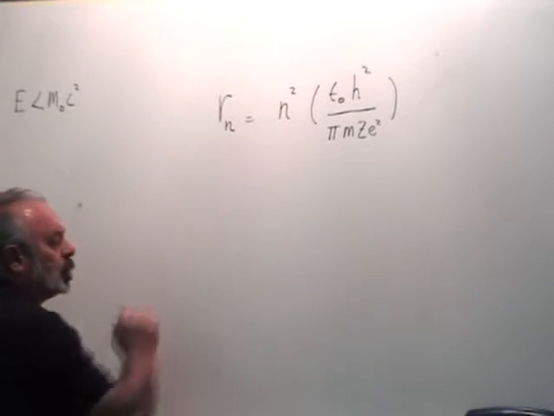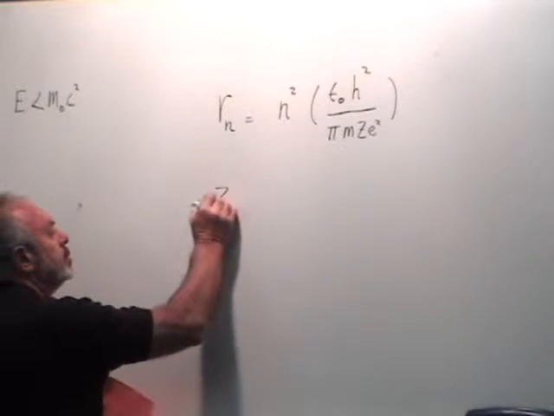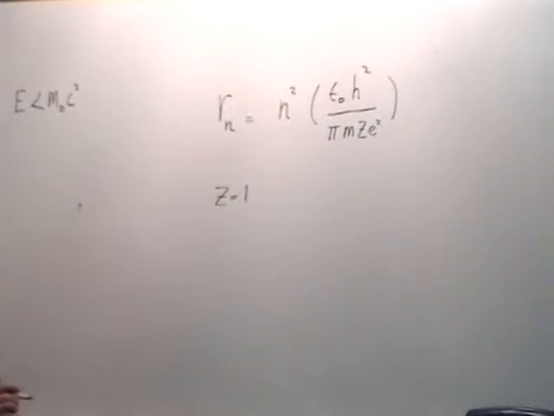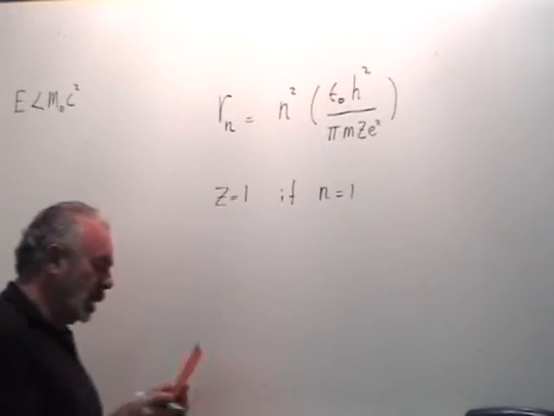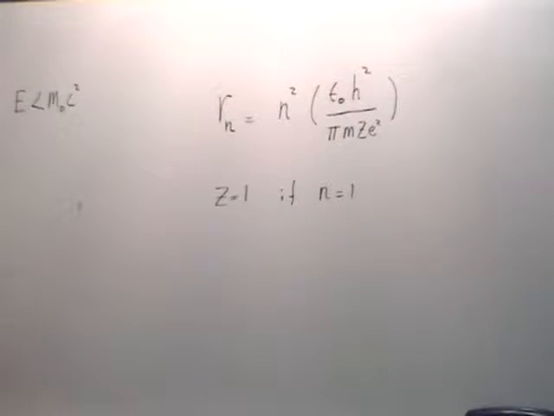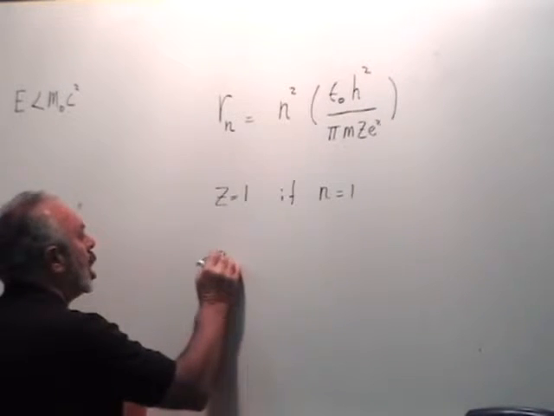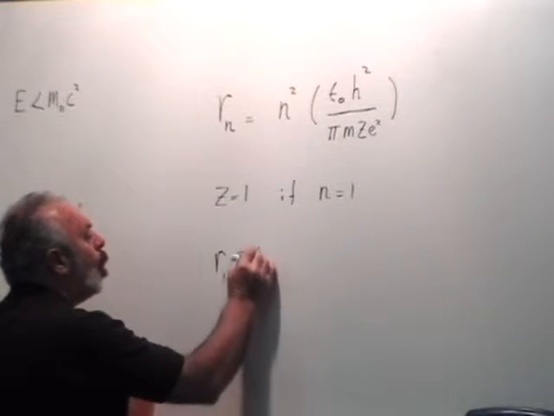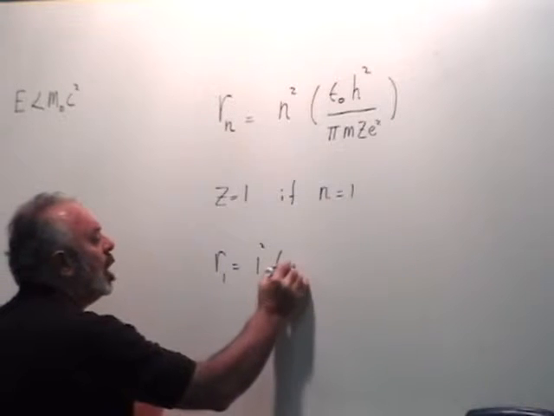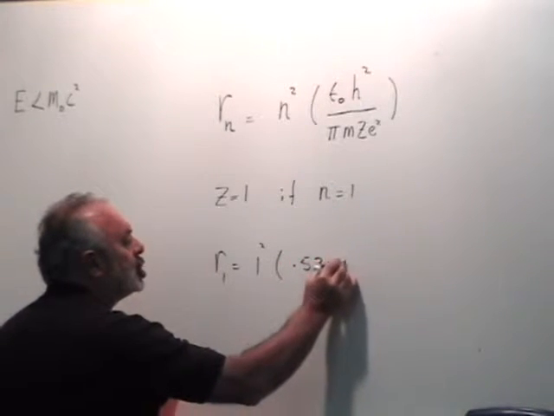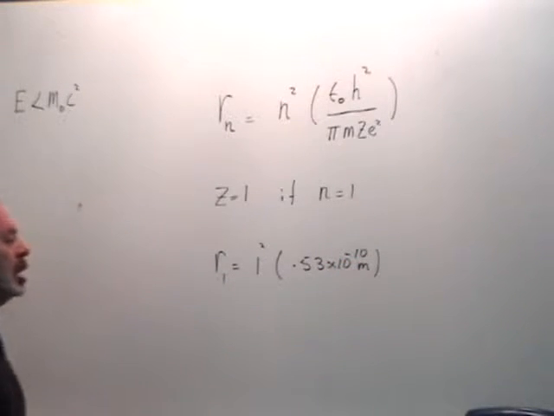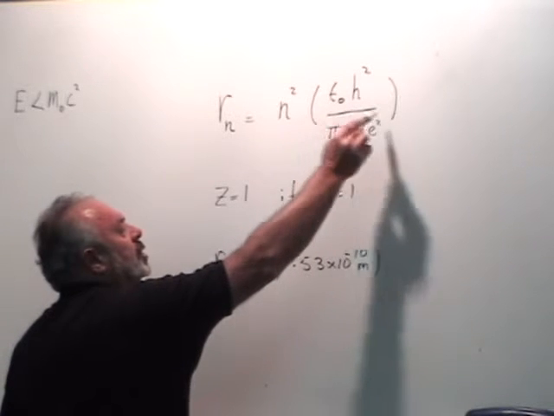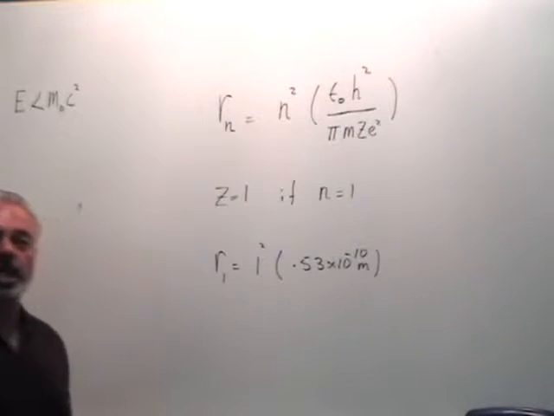And I noticed, of course, we're dealing with hydrogen, and if n equals 1, we already know that radius, don't we? That was given in class. For r sub 1 is going to be 1 squared times 0.53 times 10 to the minus 10 meters. So, of course, what's in parentheses here is what's in parentheses there.